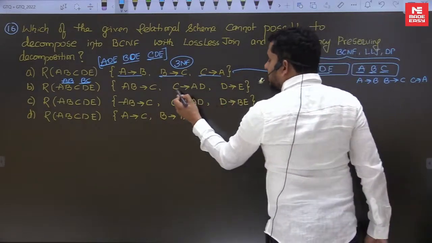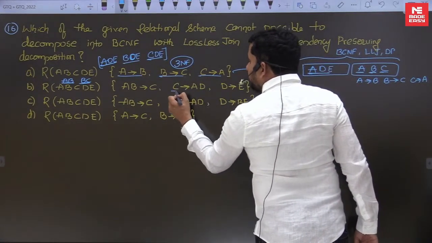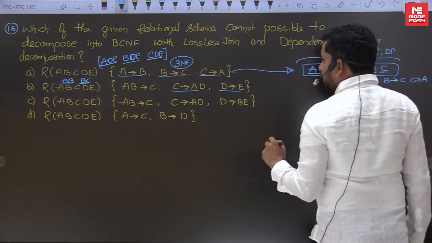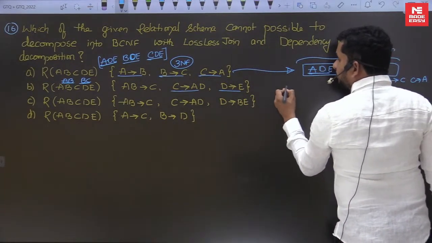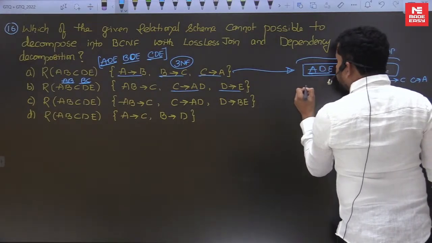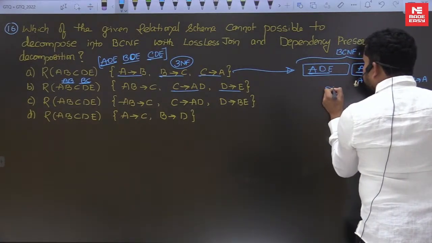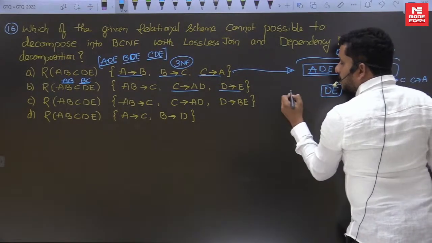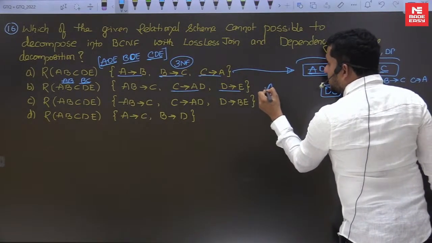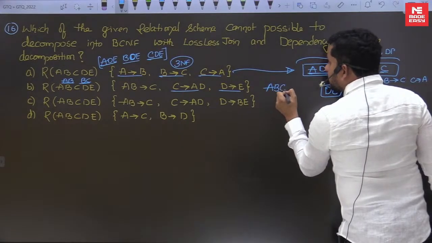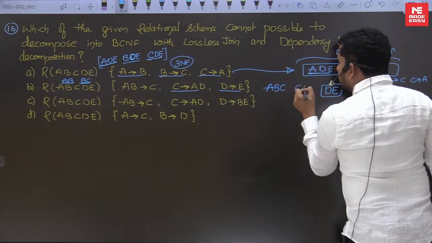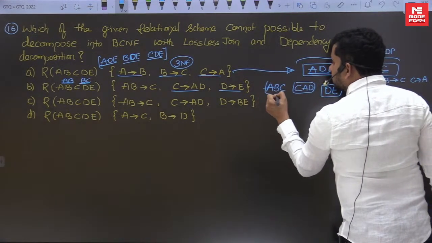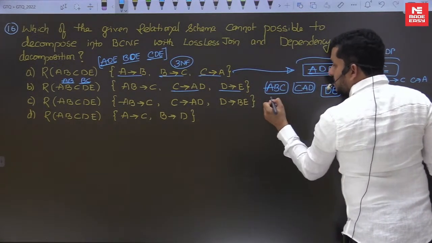So C determines AD failed for BCNF, D determines E failed for BCNF. Anyhow, D can be separated, D in one table. Now, if you take ABC in one table and CAD in one table and design like this, still it is not BCNF.